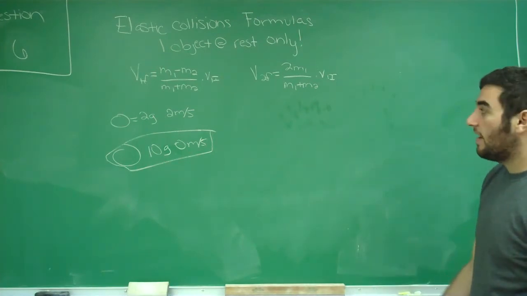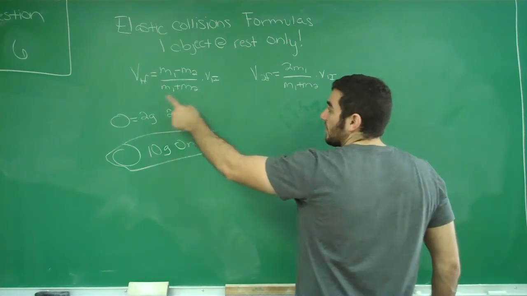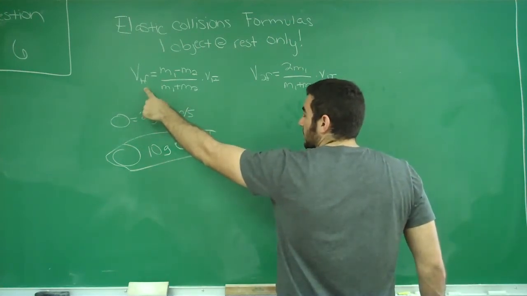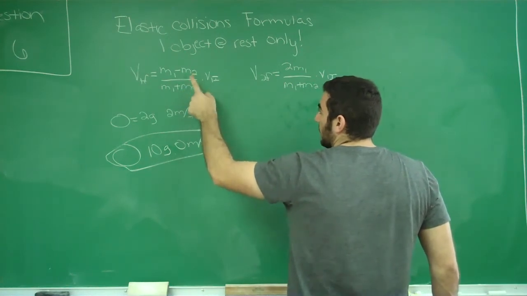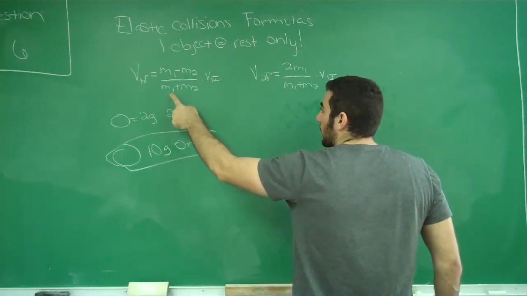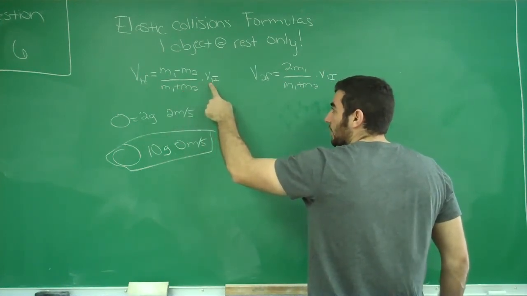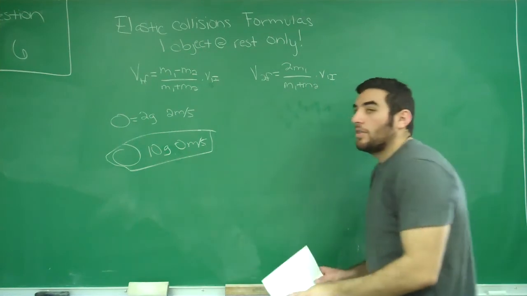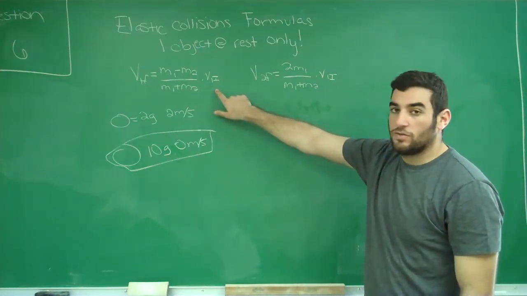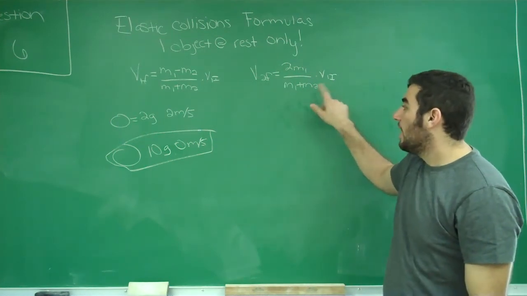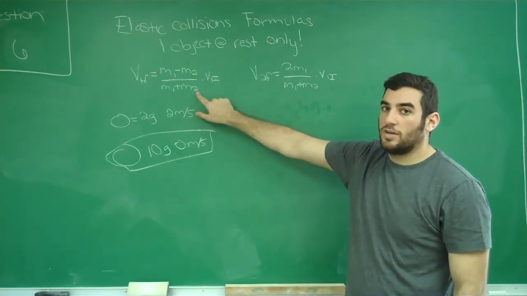So if we want to find the final velocity of the ping pong ball, we can go ahead and use the first formula, which says V1F, which is the ping pong ball, is equal to the mass of ball 1 minus the mass of ball 2 divided by the mass of ball 1 plus the mass of ball 2 times the initial velocity for ball 1. The big thing when using these questions, they are both multiplied by the initial velocity of the first ball. And it cannot be the second ball because it is at rest and the whole quantity would be 0.